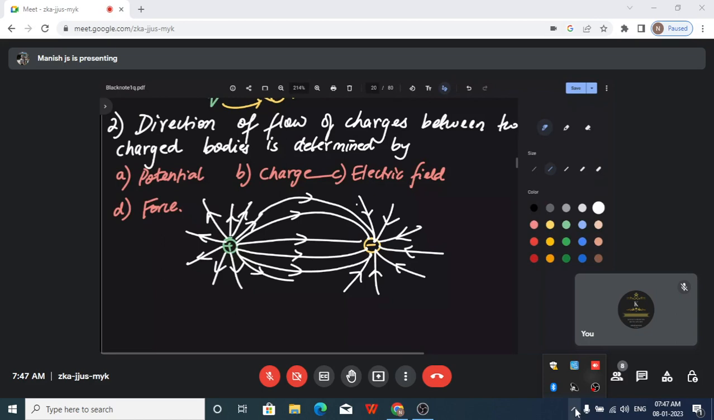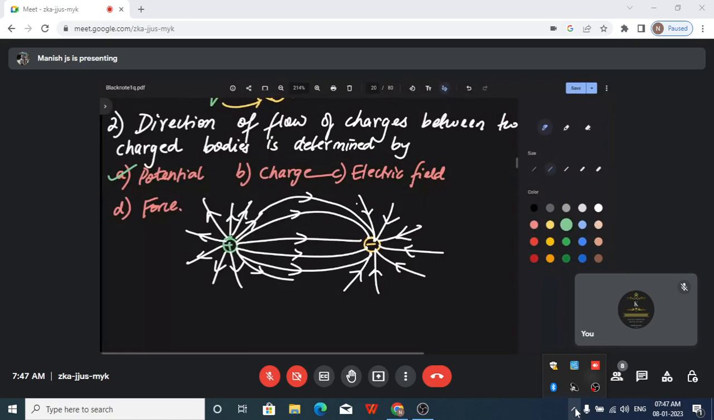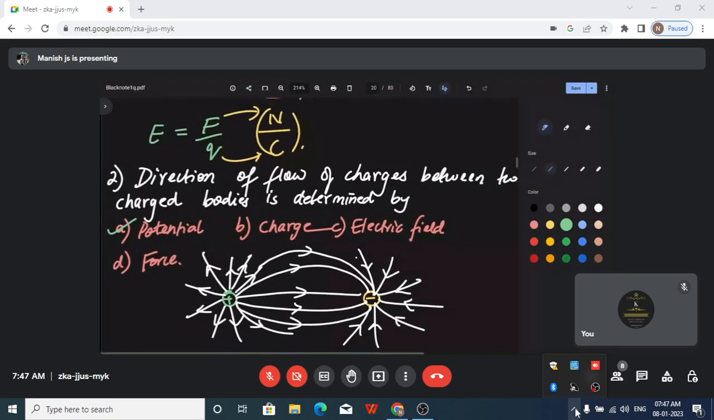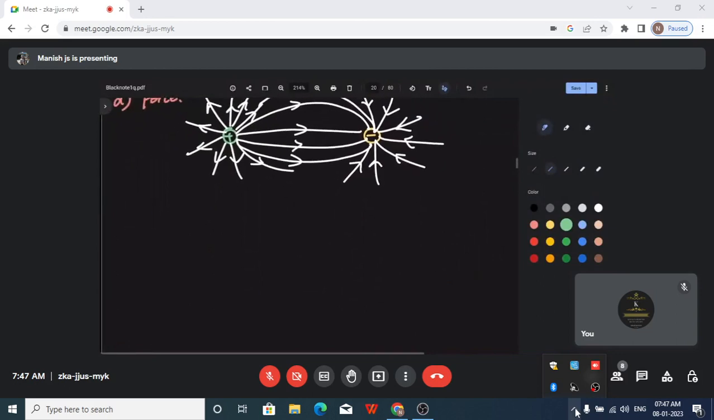Without a potential difference, current flow is not possible in any circuit. In the same way with charges: if you have two charges, one at a higher potential and the other at a lower potential, the charge is going to flow from the region of higher to the region of lower. It is because of the potential gradient that you have flow of charges, and that sets the direction of flow. So the correct answer for this is option A, that is potential. Is it clear? Yes, sir. Okay, great. Now moving on to the next part.